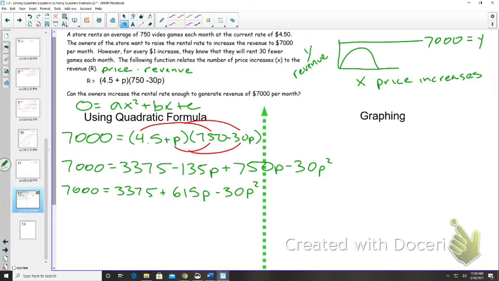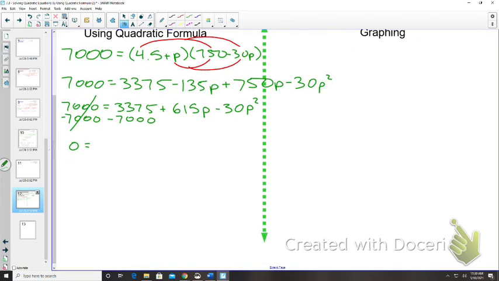Almost there. What do I need to do? Get rid of the 7,000 now. Where'd you get the 615? Um, added. Yeah, 750p minus 135p goes to 615p. Yeah, you combine like terms when you can, right? Okay, so like Logan said, we will get rid of that 7,000 by subtracting 7,000 from each side. Now I have 0 is equal to 3,375 minus 7,000, which is negative 3,625, plus 615p minus 30p squared.